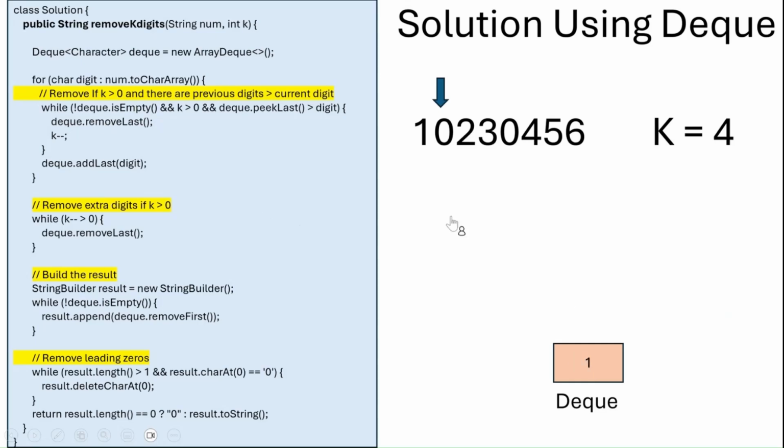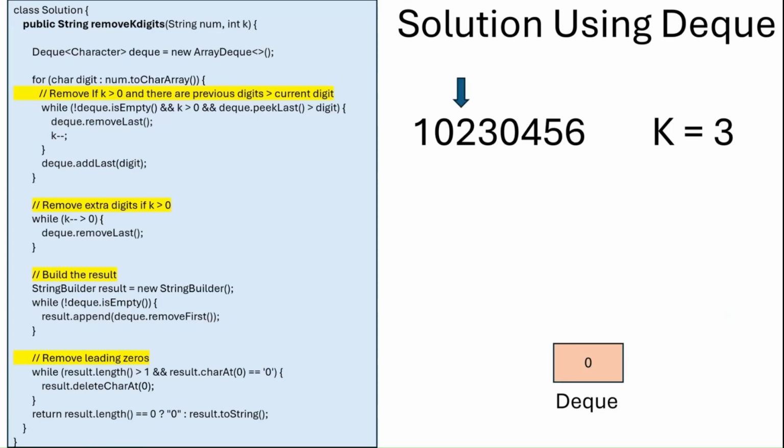Deque is not empty and the current digit, which is 0, is less than the previously visited digit, right? And k is greater than 0. So we'll remove it and push the new digit. Now we'll decrement the k. We'll go to the next digit, which is 2.